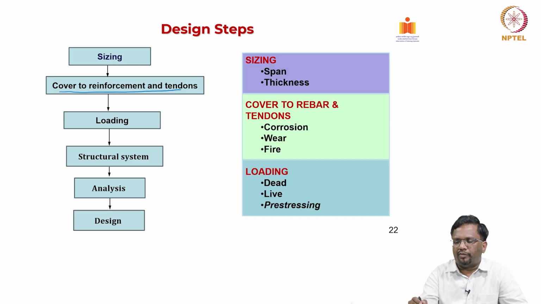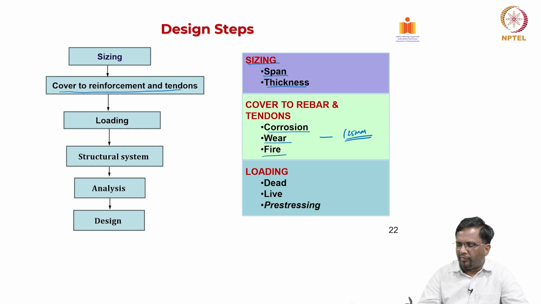Now, sizing, when we said, again, we are going to fix the span and thicknesses, what kind of span layout we need to go ahead with, that we discussed in the previous slide. Again, cover to rebar and tendons, as we discussed, depends upon the corrosion, the wear and tear that is possible, and then from the fire considerations, right. So, this again, for slab, we said 125 mm is the minimum from the fire requirement point of view.